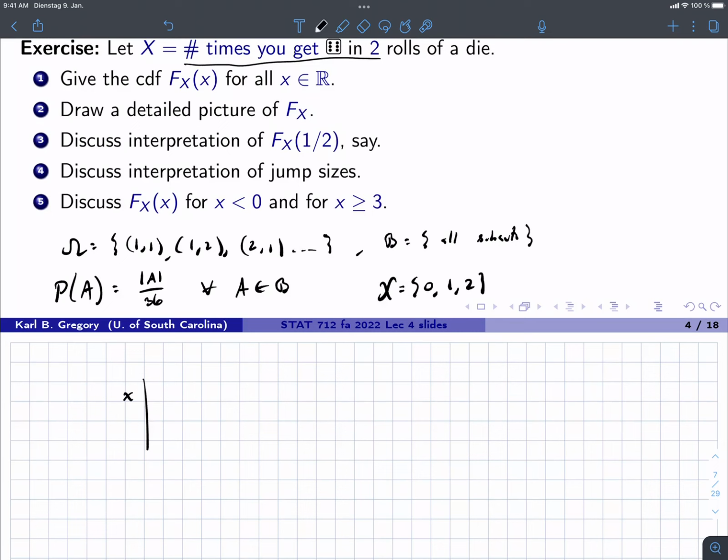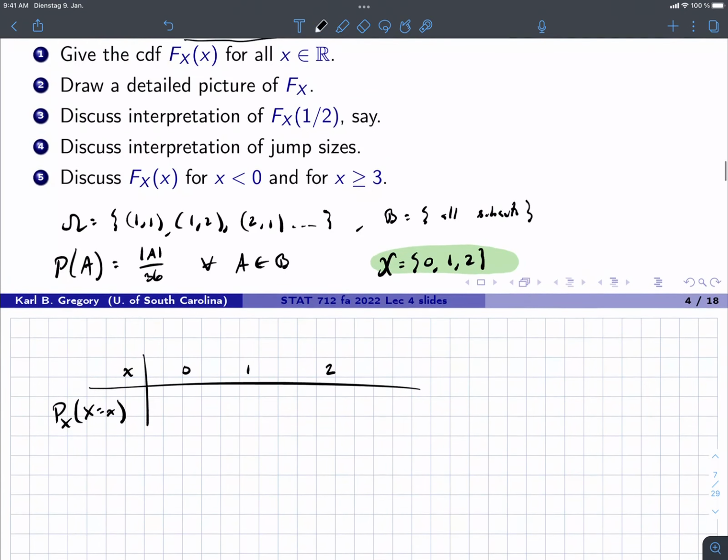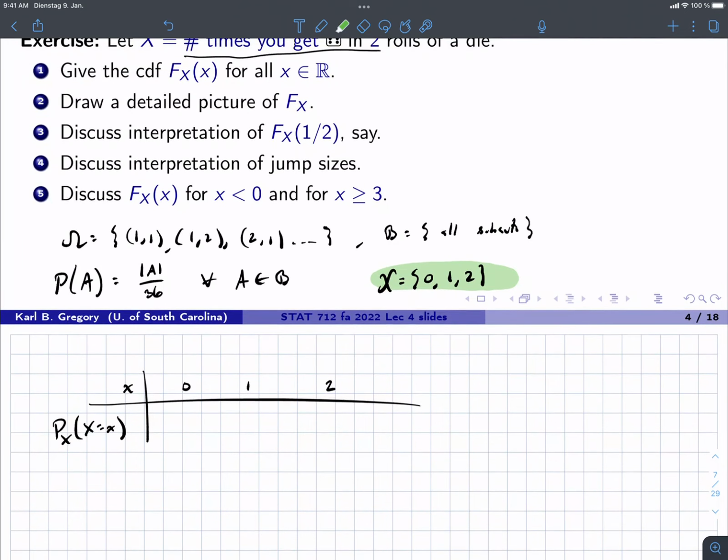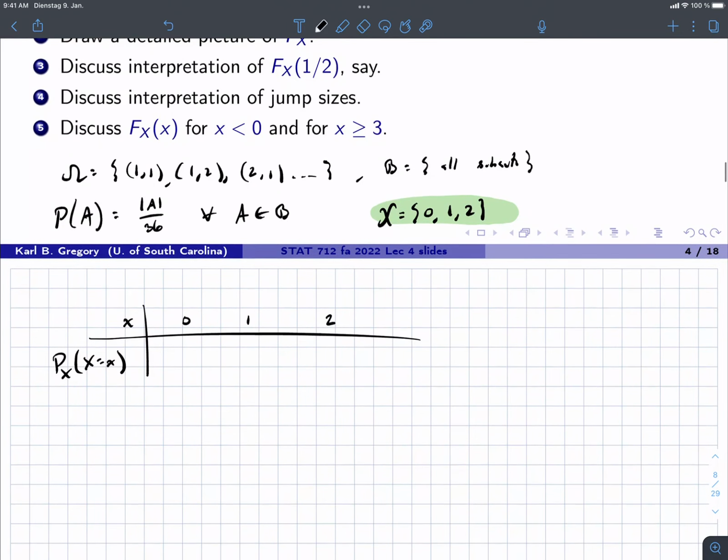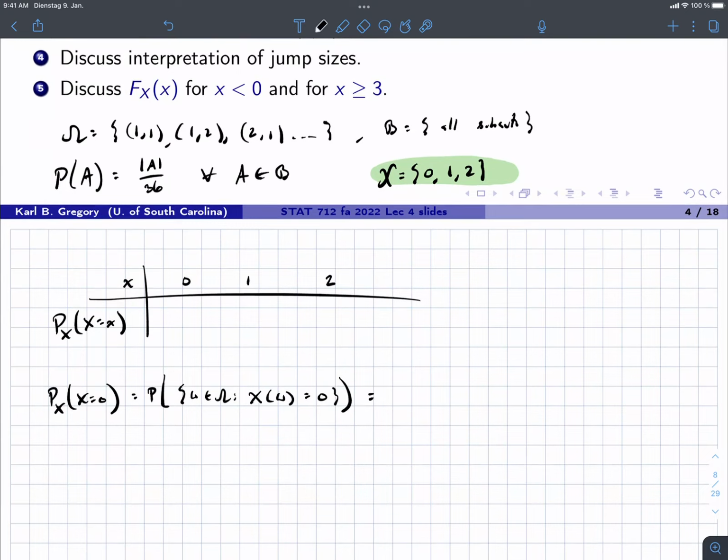So what I should maybe first do is try to write down a table telling me the probabilities of these different values of x in the support. And then that's going to help me write down the cumulative distribution function. Okay, so let's figure out the probability that X equals 0. This is the probability that I get an outcome such that X of the outcome is 0. That means I get 0 sixes.